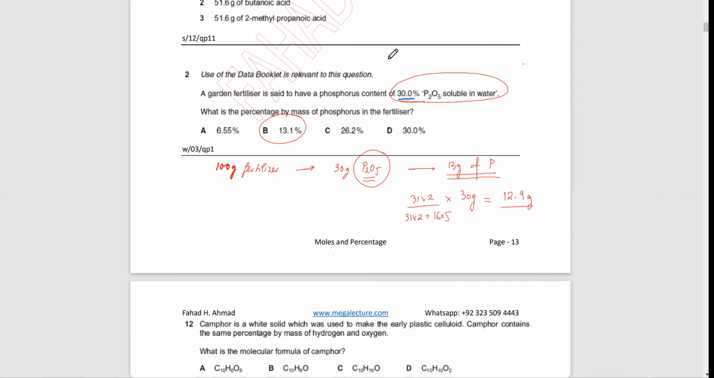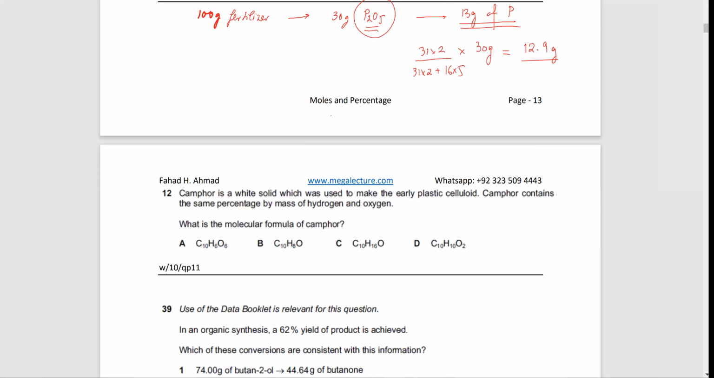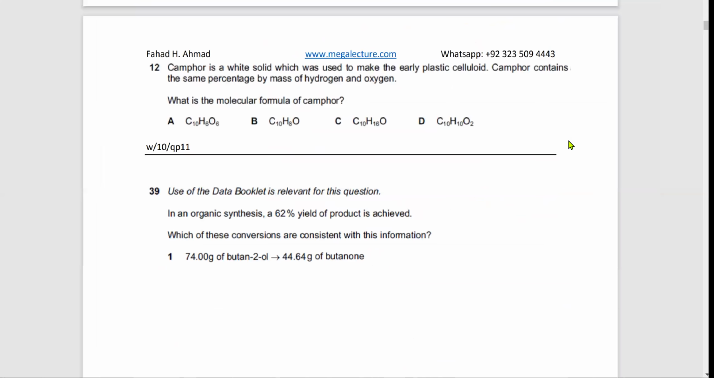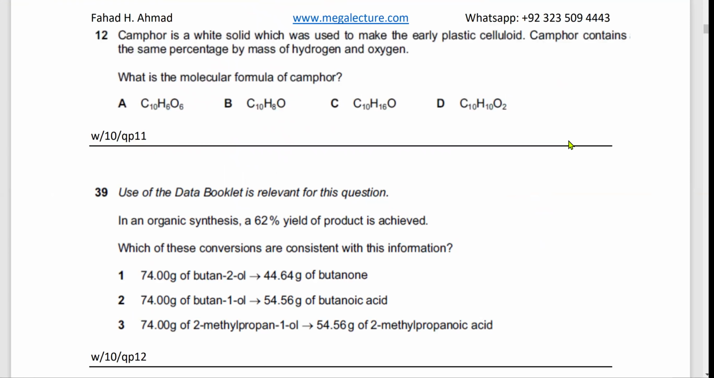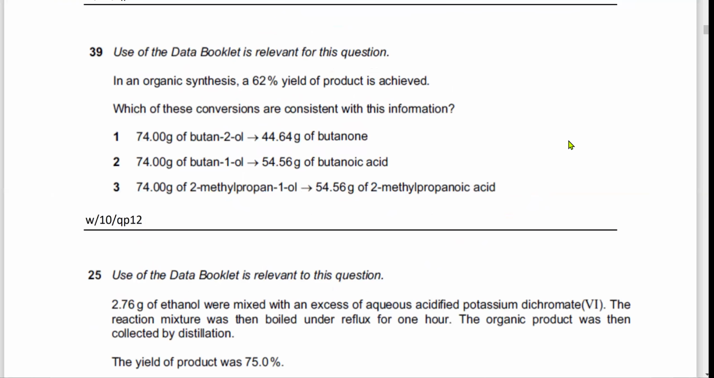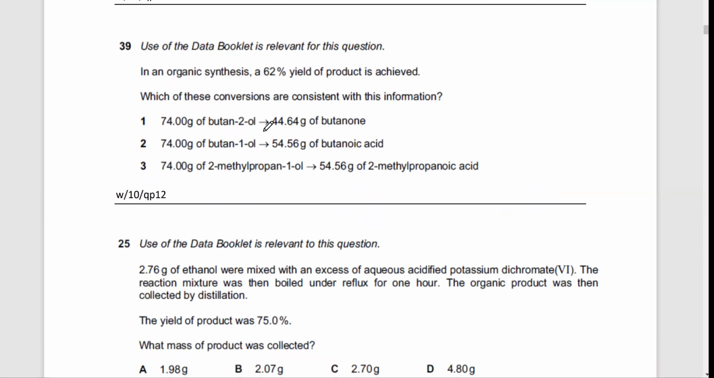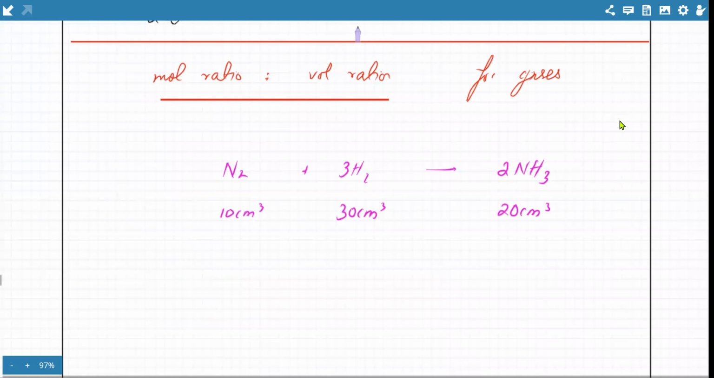Similarly, you have questions about yield. Empirical formula, I'm not going to. इस क्वेश्चन के ना एक दो एग्जांपल्स कर लेते हैं. You're given कि there's 62% yield of product is achieved. So what is yield? So we're going to quickly write what the formula of yield is.